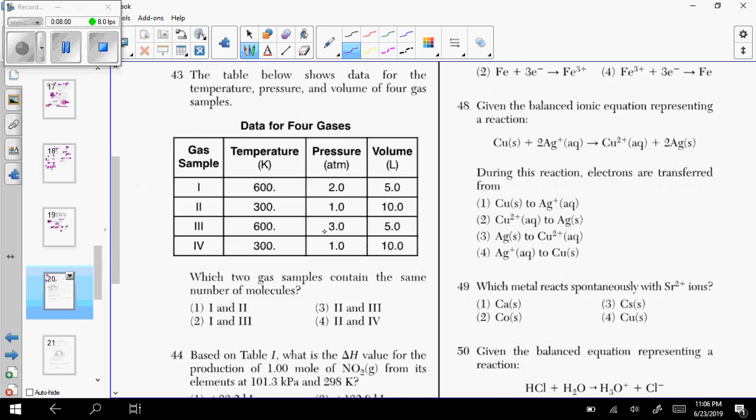All right, which two gas samples contain the same number of molecules? So if I want the same number of molecules, I have to have the same temperature, the same pressure, and the same volume. So 602 and 5. I don't see anything else that has a 1, so I'm going to cross those out. 301 and 10, 301 and 10. So 2 and 4 have the same conditions.